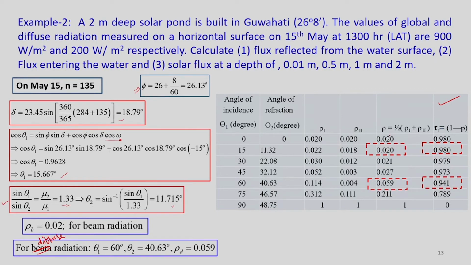And for diffuse radiation, when solar radiation is falling at an angle of 60 degrees, that can be considered as diffuse radiation. That is why theta 1 is considered as 60. Under that condition, theta 2 will be 40.63, and then we can get a value of rho equal to 0.059.